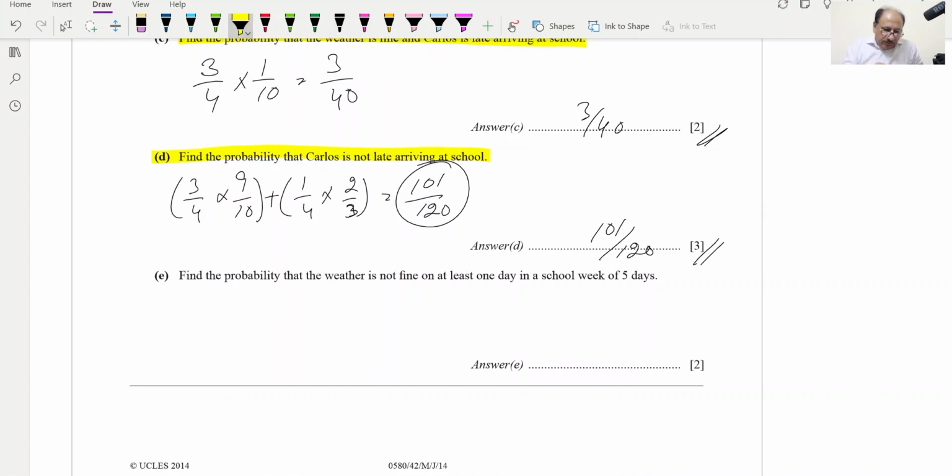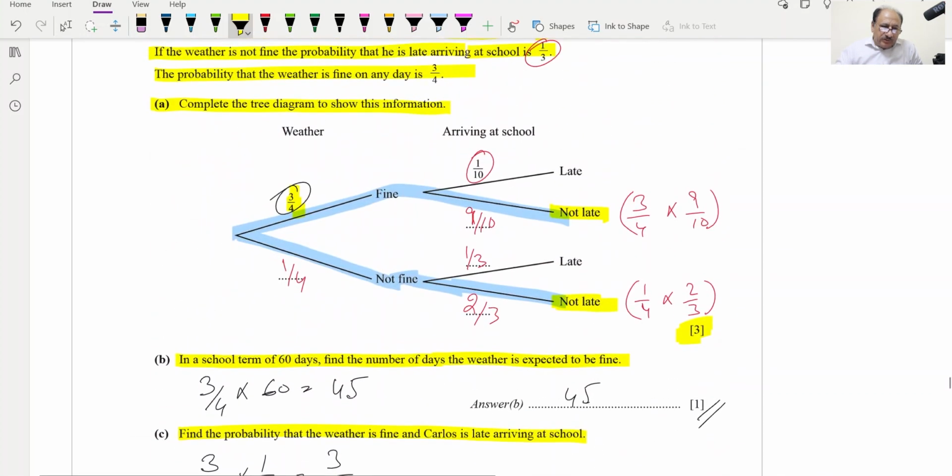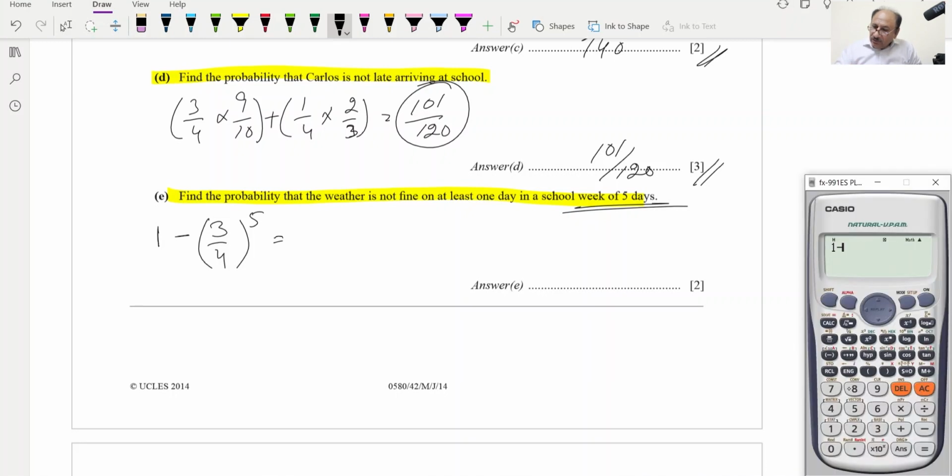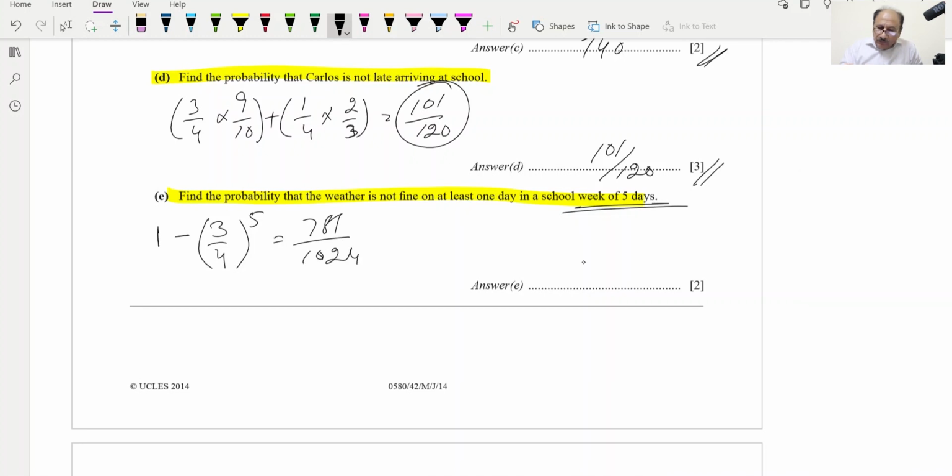Now they're saying find the probability that the weather is not fine on at least one day in a school week of 5 days. So not fine probability is 3 by 4. We take 1 as the complete probability. Out of 1, we consider that all 5 days are not fine, so we take 3 by 4 raised to the power 5. We write 1 minus (3 over 4) to the power 5, and this will give us 781 over 1024. This will be our answer for this 2 marks part, which is done.